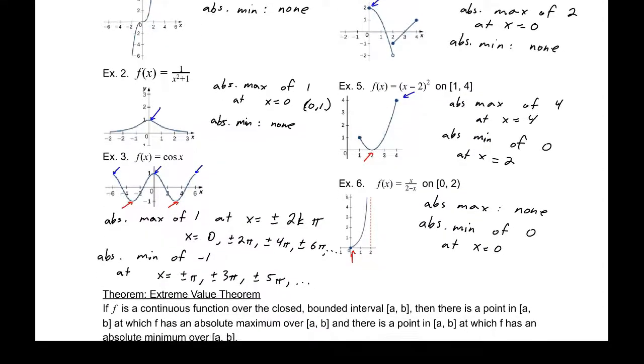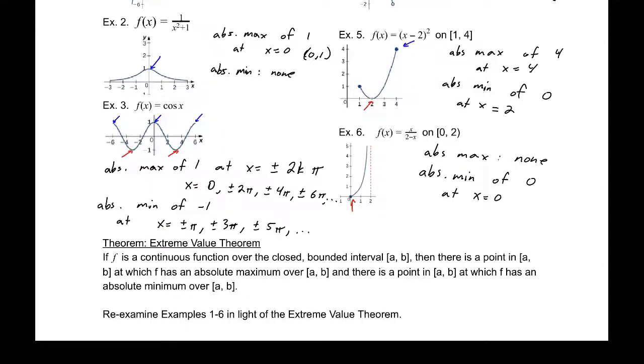A theorem we have is the extreme value theorem. This has to do with finding extrema. If f is a continuous function over the closed bounded interval a to b, then there is a point in that interval a to b at which f has an absolute maximum, and there's a point in that interval where f has an absolute minimum. We want to pay particular attention to the hypotheses here. f must be continuous over a closed bounded interval.